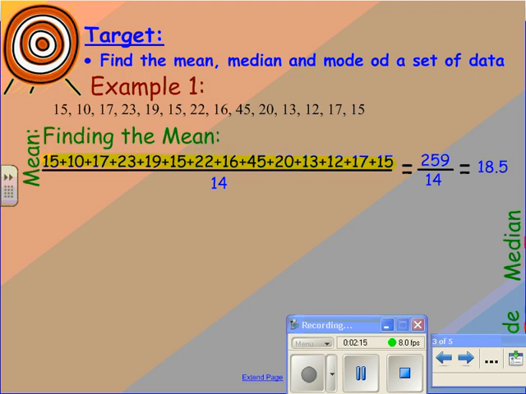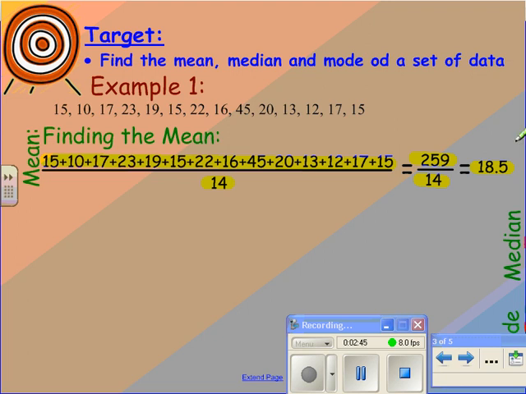We're going to put that sum over 14, which is how many numbers we have in our data set. If we add all those numbers on top, we get 259. So our average is 259 over 14. To put that in decimal form, we divide 259 by 14, and we get 18.5.